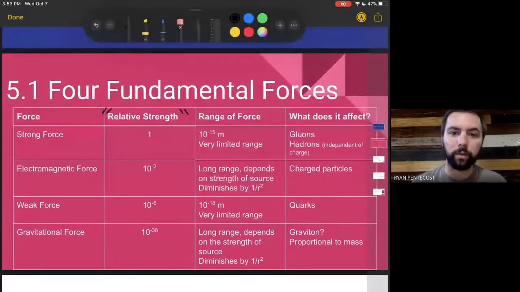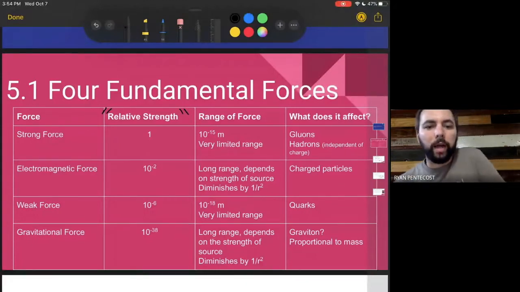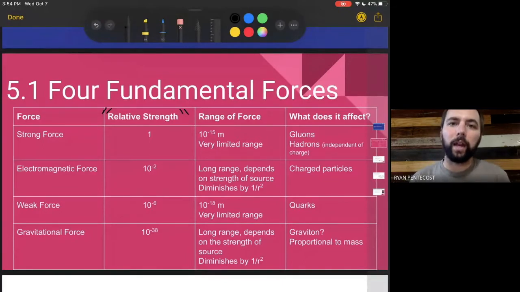The electromagnetic force, that is the next strongest force that we have. That is a relative strength of 10 to the negative second, so 1/100th, right? So that has a long range of force, right? It depends on the strength of the source, how strong it's going to be, and how far that is going to go, right? So electromagnetism is something that you guys are probably fairly familiar with. It affects charged particles, right? Positive and negatively charged particles called ions. Cations are positive, anions are negative.